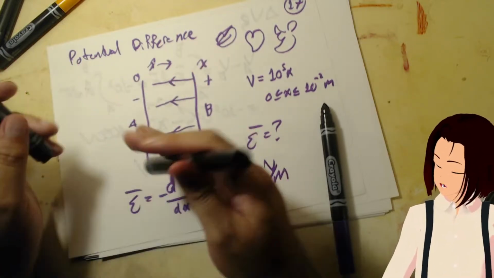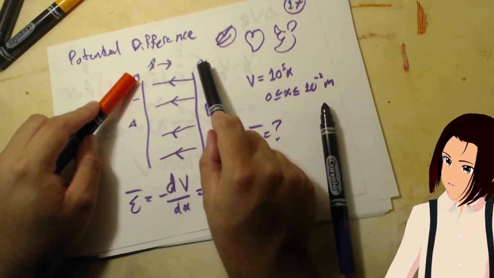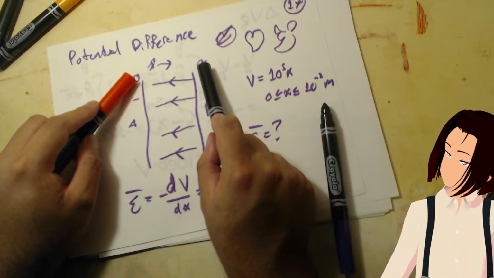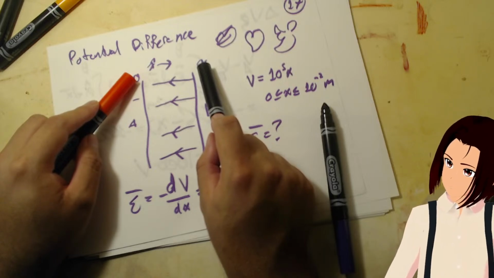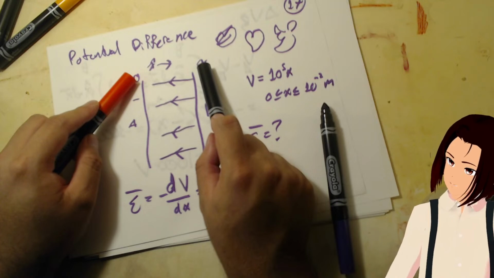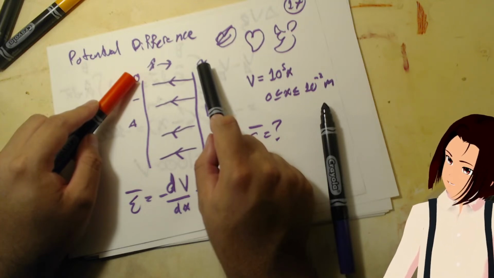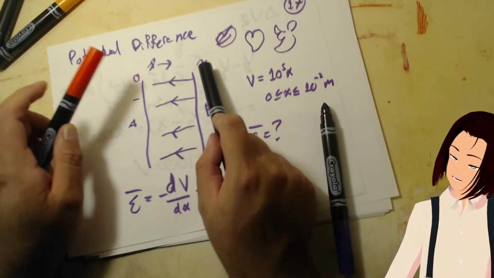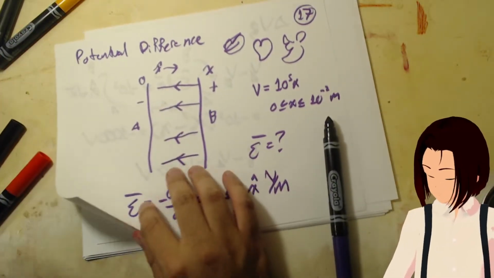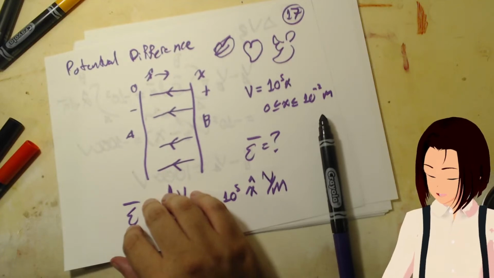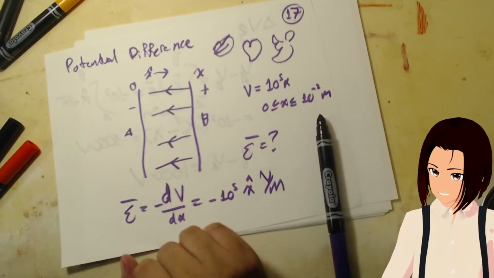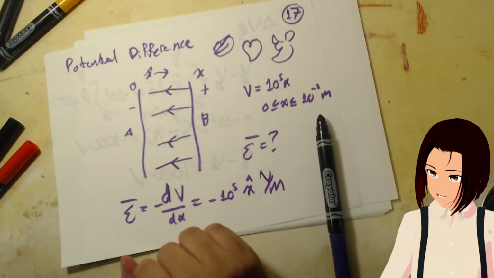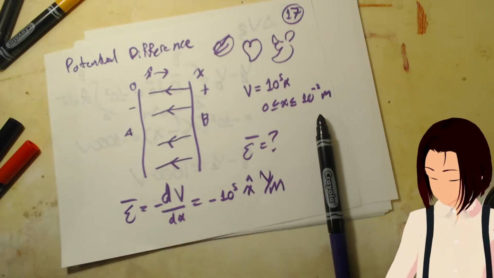Now, the voltage rise is, I think, 1,000. Okay, I'm getting confused, forget about that. A voltage rise is confusing because you're dropping negatives, too many negatives.